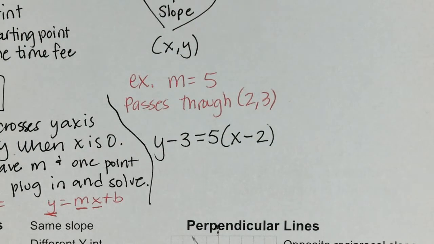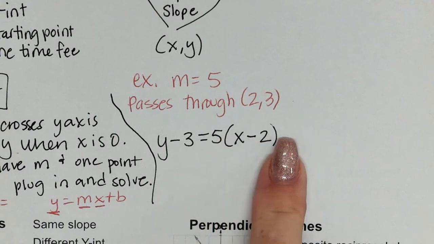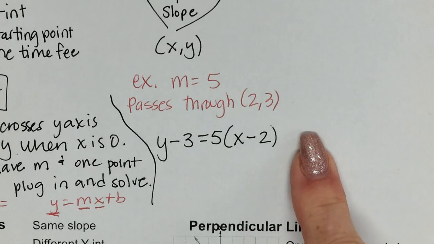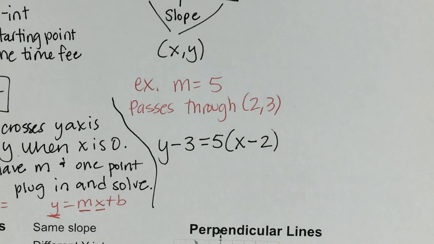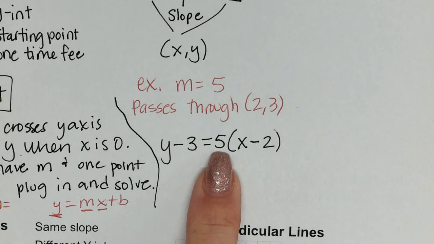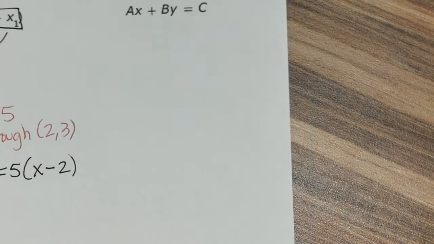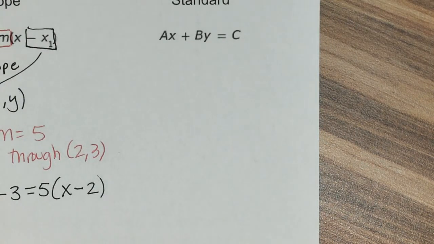If I wanted to from here, I could rearrange it to mx plus b form. I could do distributive property here, yes, and then I could move this minus 3 to the other side by plussing 3, and I would now have it in slope-intercept form, and I would be able to identify the y-intercept. I have the slope right here, which is 5, yes? Okay, any questions?